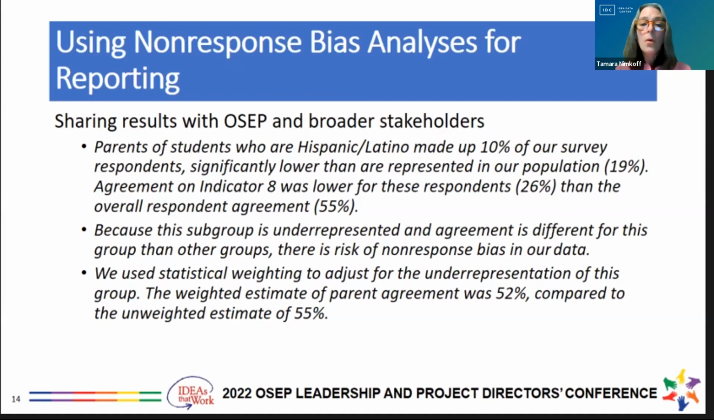The state would then report that they use statistical weighting to adjust for that underrepresentation of the group, that the weighted estimate of parent agreement was 52% compared to the unweighted estimate of 55%. And the state would want to report both the unweighted and weighted estimates because the weighted estimates are going to be, in this example, likely a more accurate representation of the actual value in the population.